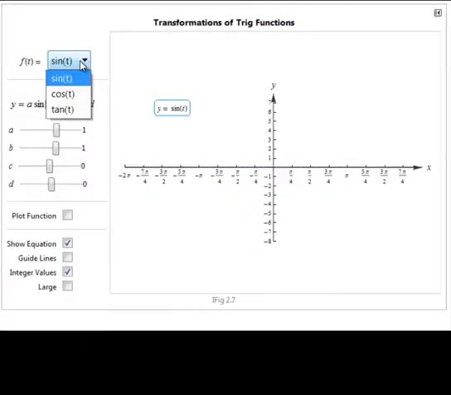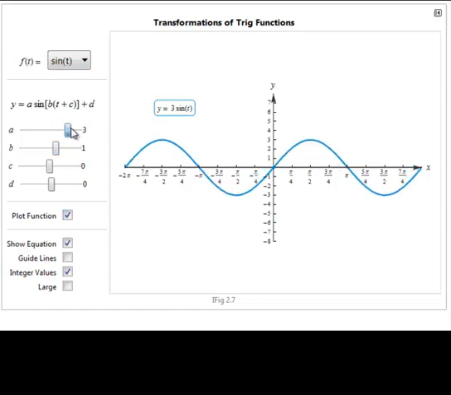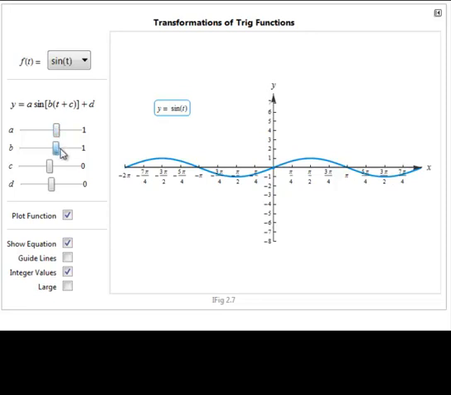This figure shows transformations of the sine function, the cosine function, and the tangent function. The figure will also show the plot of the function. Changes in the A value changes the amplitude of the graphs for the sine and cosine. The B value is related to the period of the function.